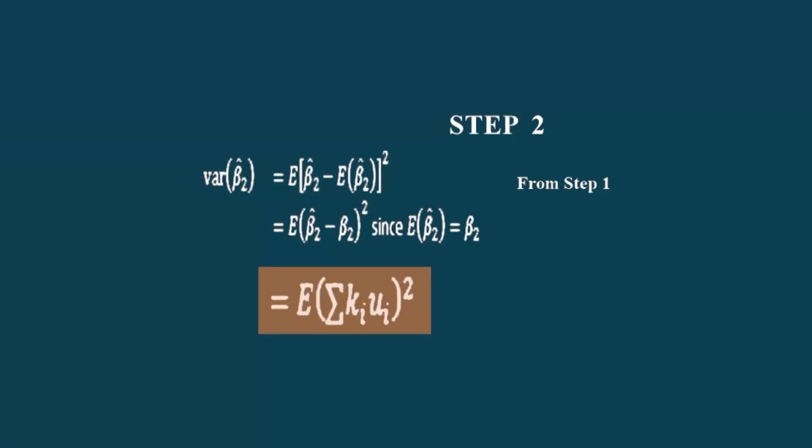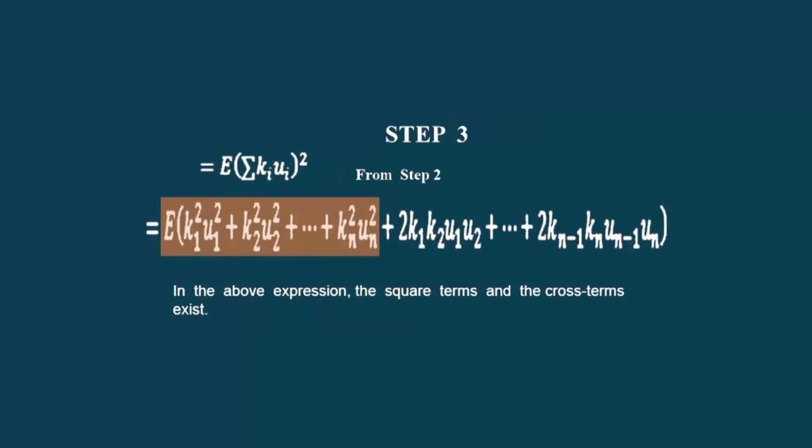And from there, if we just expand this term, after expansion we get the own terms as well as the cross terms. So that is how the variance of beta 2 hat is stated in this particular step.